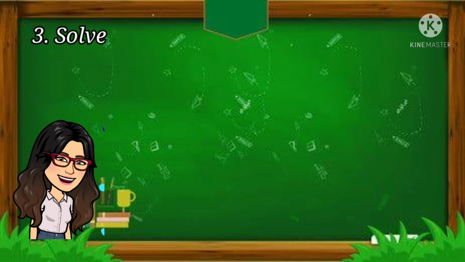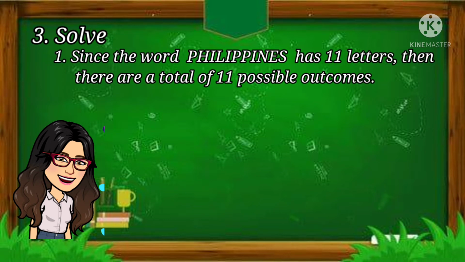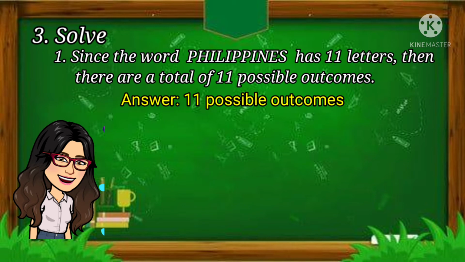Let's solve the problem. For the first question, since the word Philippines has 11 letters, there is a total of 11 possible outcomes. So, our answer is 11 possible outcomes.